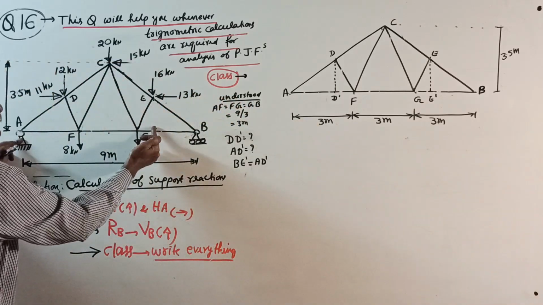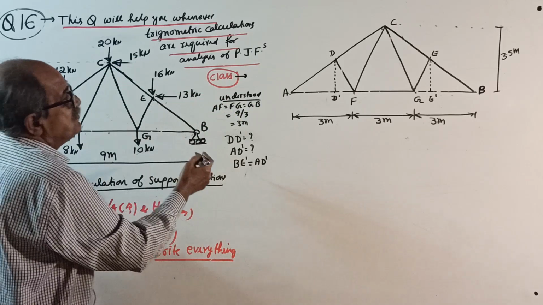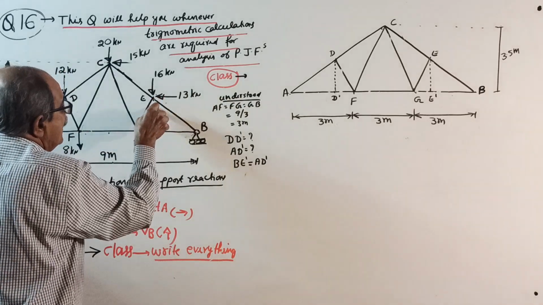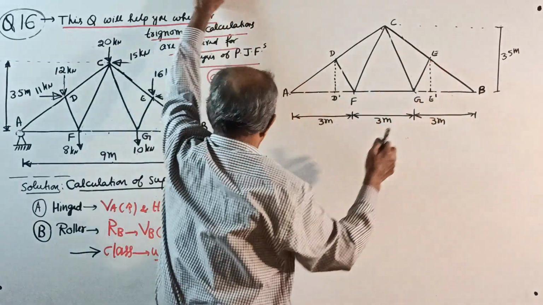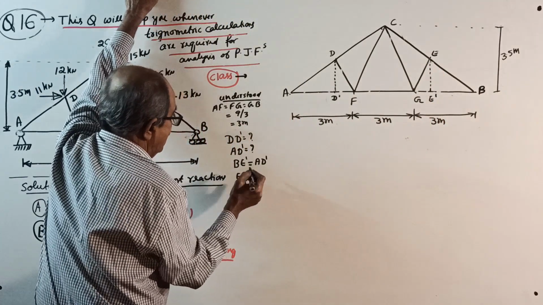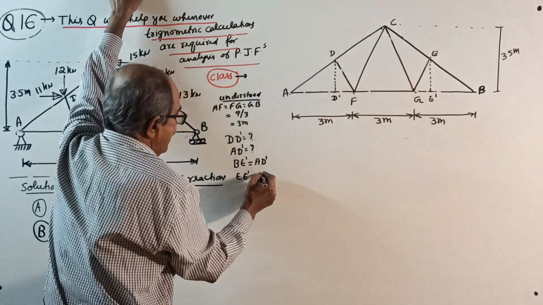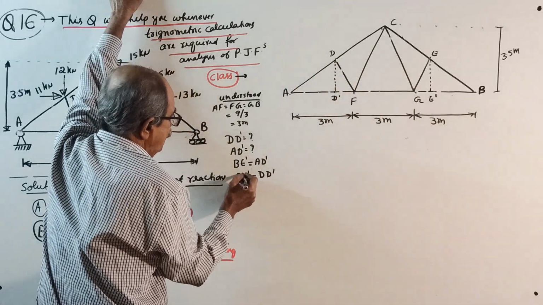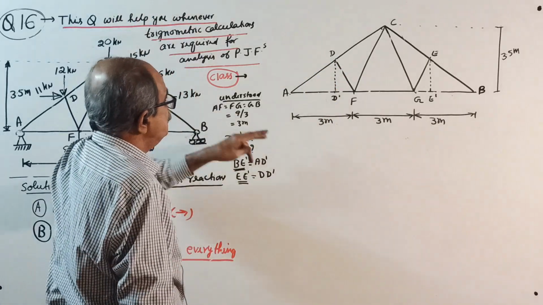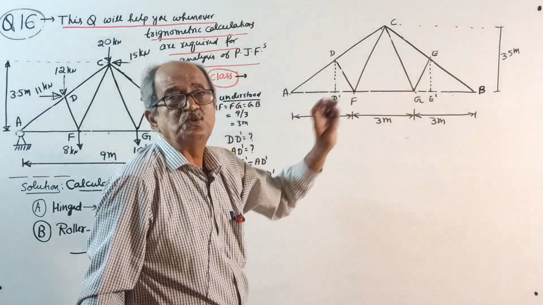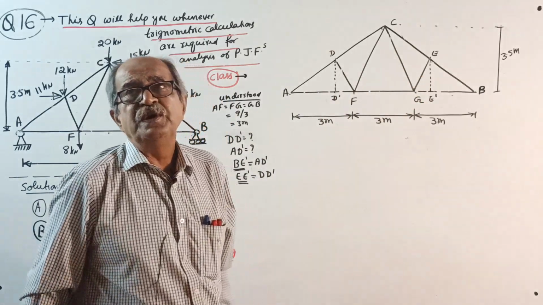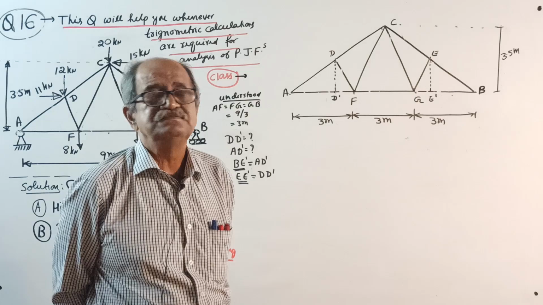13 into this height. So project this point. You require 13 into this height, that is E to E dash. You also require E to E dash, but E to E dash will be equal to D to D dash. Therefore, these two you need not calculate. Once you get these two, you get those two. Then if this much is known, you can find the reactions.